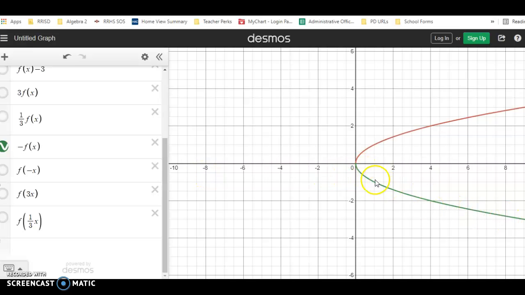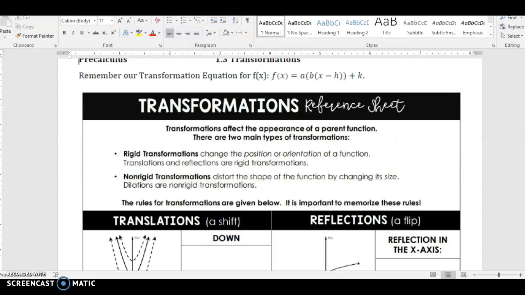It's reflecting over the x-axis. And if it is f of negative x, it's reflecting over the y-axis, which is this way, right? So that's how it is. So once you get this straight, the packet will be easy, right? So let's go to the packet now.